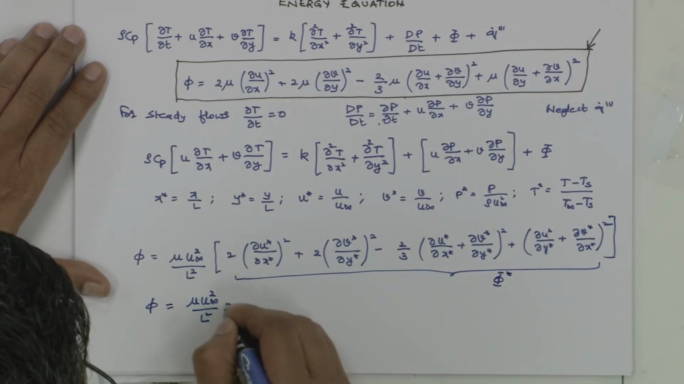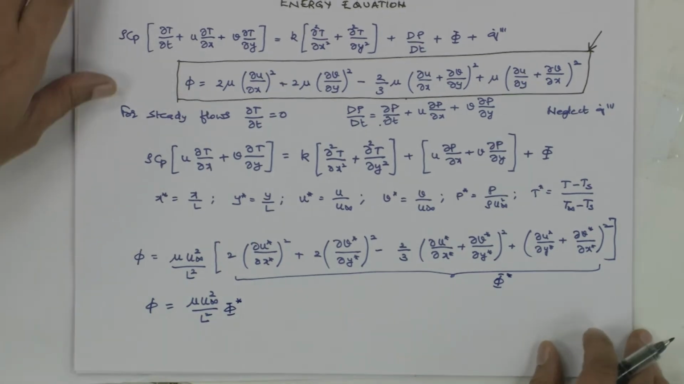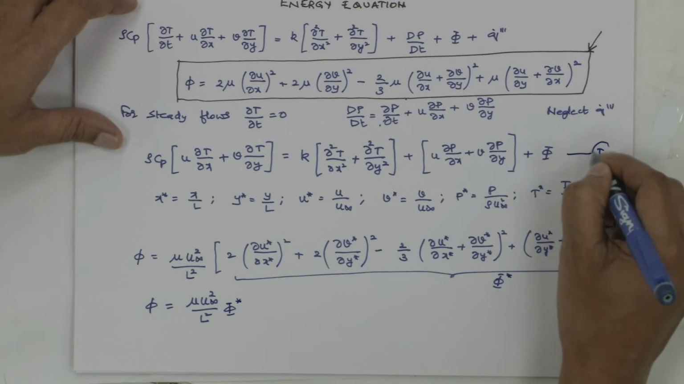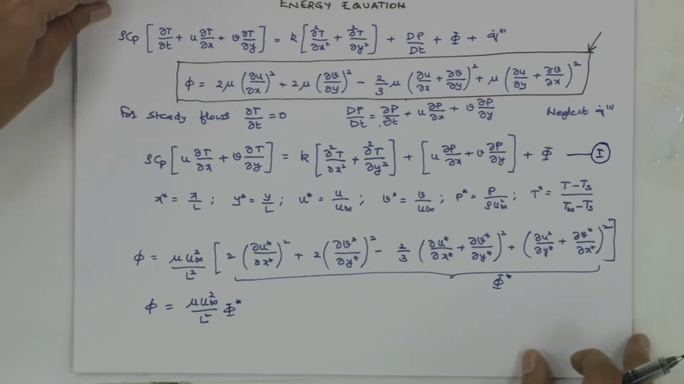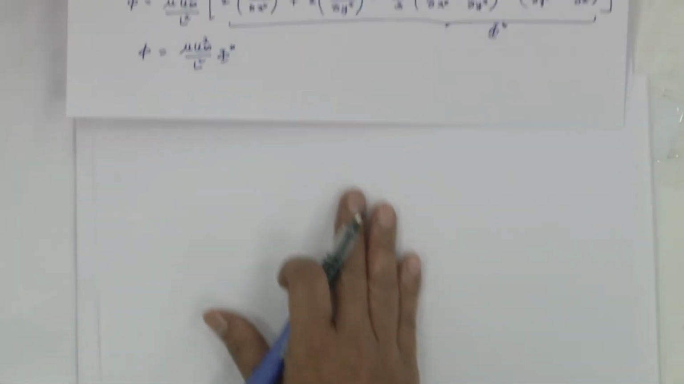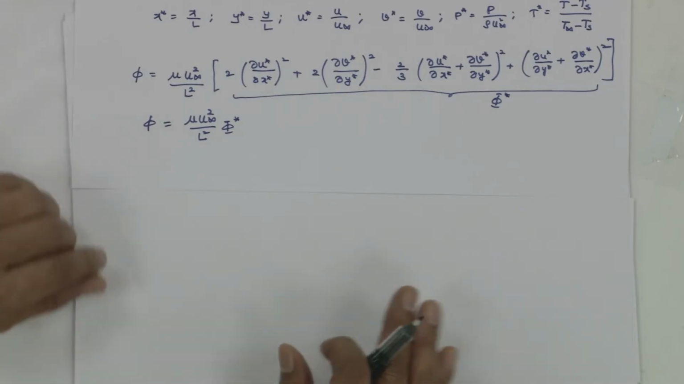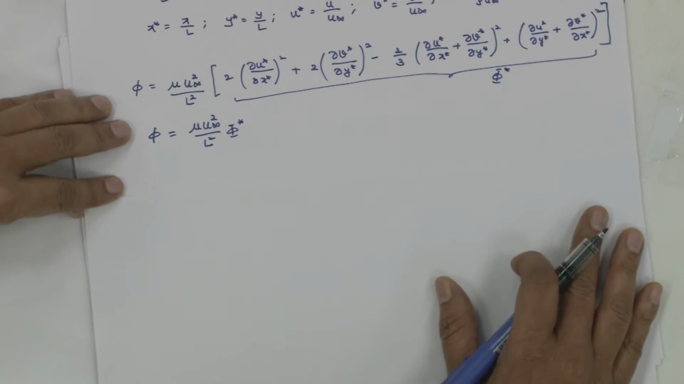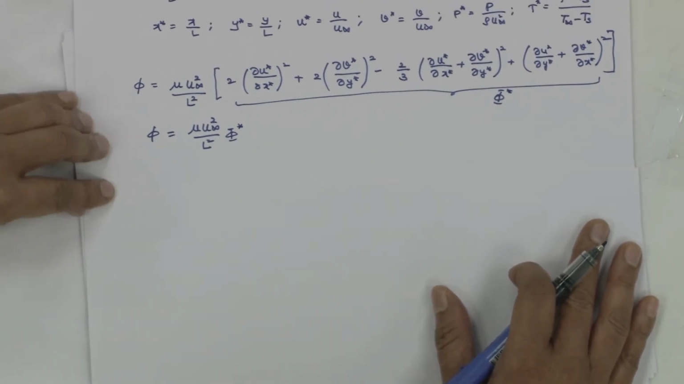So, phi star. Okay. Now, let us get back to my original equation, this energy equation, and substitute all of this again into my energy equation. So, if I do that, what is it that I get on the left hand side? I get rho Cp.